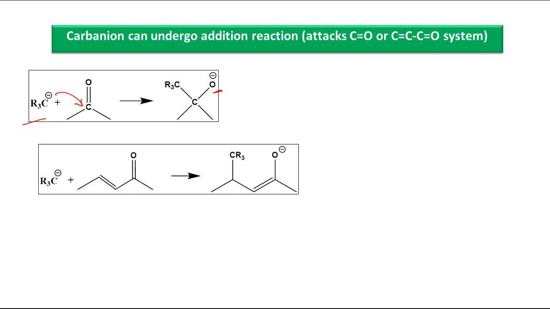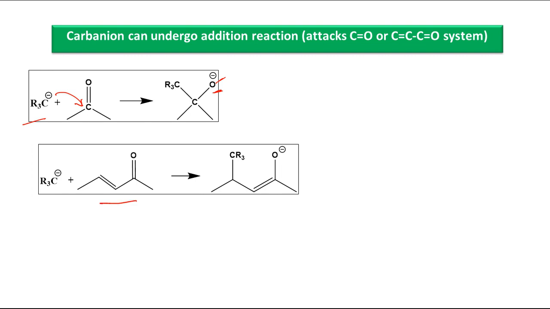Now again it is a partial mechanism, only one step is shown where the carbanion is attacking. If there is any acidic proton available, this oxygen, that is the O negative, can capture that. That is the ultimate reaction, but we are just seeing that part of the mechanism where the carbanion is involved.